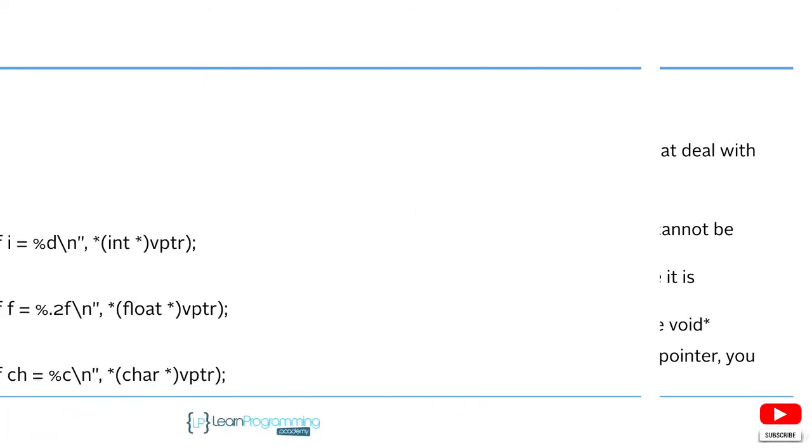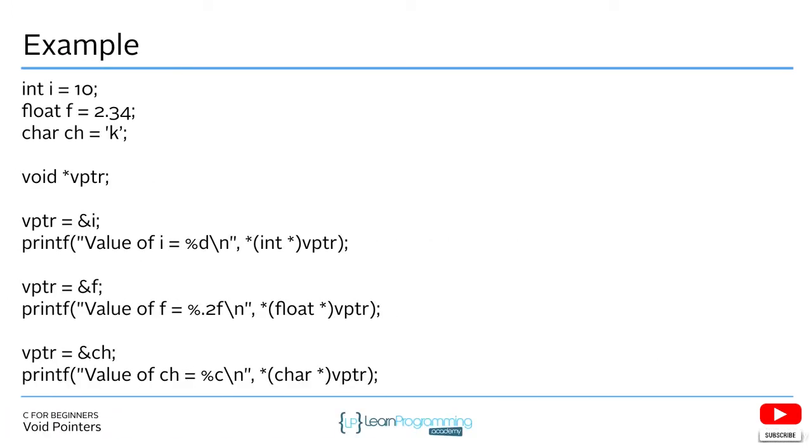Okay, so in this example here we're going to see how you use the void star pointer. We have three variables we defined, an integer, a float, and a character. We're now going to create a void star pointer. Because the pointer is of type void, we can assign it the address of i, which is an int. We can assign it the address of f, which is a float. And we can assign it the address of ch, which is a character.